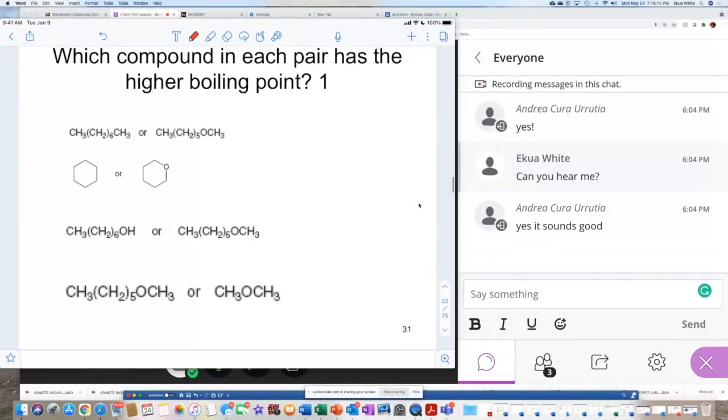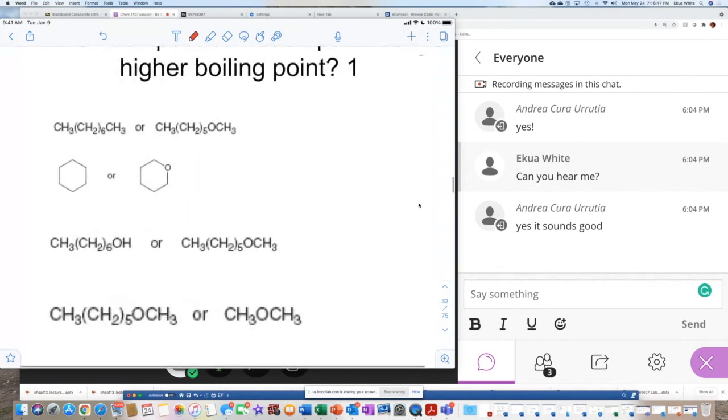Okay. Which compound in each pair has a higher boiling point? So you can see here it has carbon and hydrogen. That means it's LDF only. This one here has a heteroatom, so at least it has dipole-dipole. So this one here is higher.